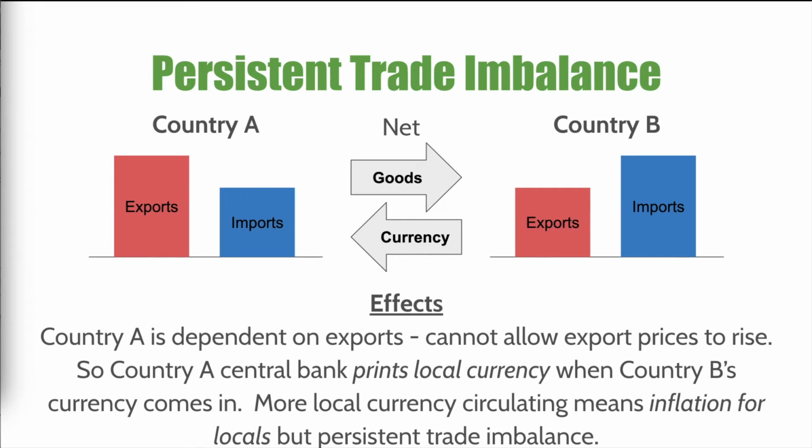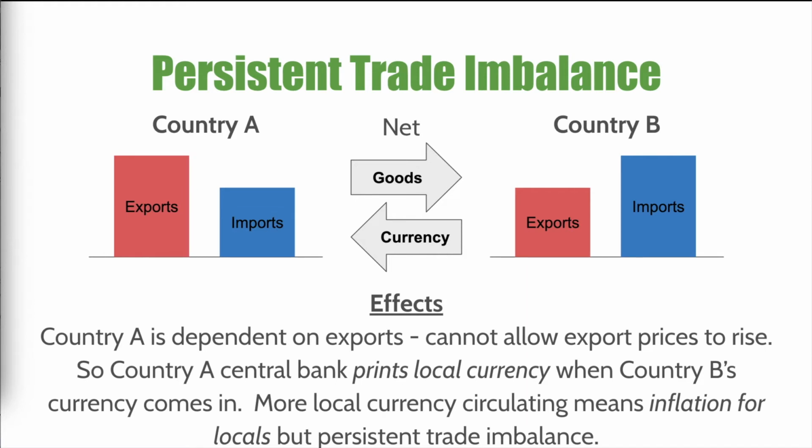So all those companies that are exporting things will be able to sell less and less, and their growth will go down, their economy's growth will go down. So what country A then does is their central bank, when they're getting more and more currency from country B and people in country A are taking that currency to banks and exchanging it for local currency, the central bank also has to print more local currency when country B's currency comes in. That way, they can keep their export prices low.